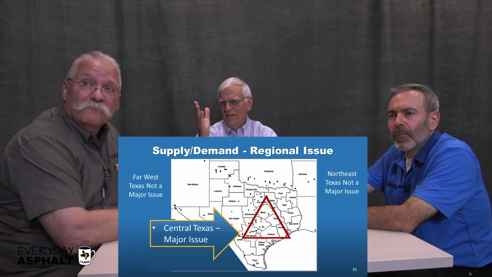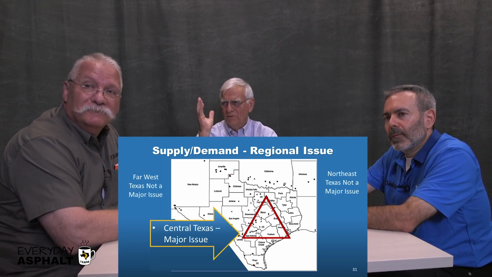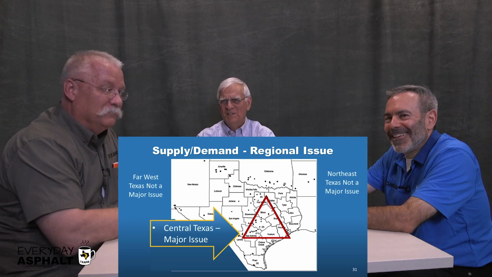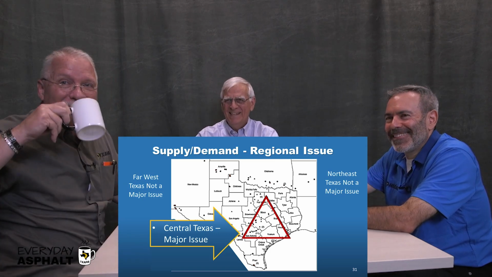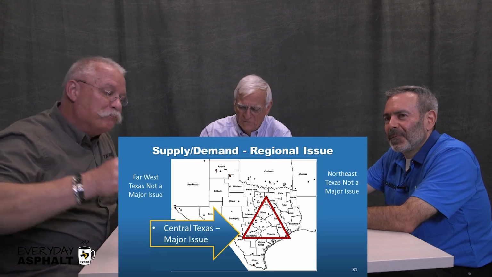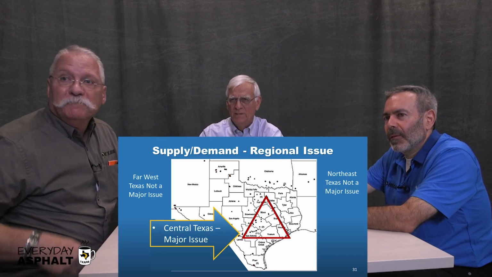This is a great chart here. The triangle, of course, is pretty well known to everybody. Not the Bermuda Triangle, is it? The Texas Triangle, and of course that's where the population center of Texas primarily is.